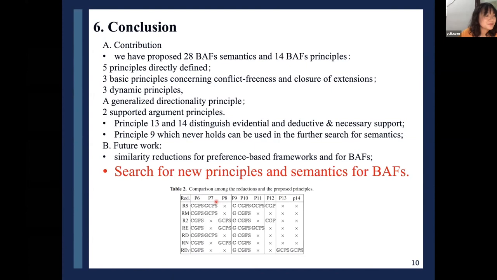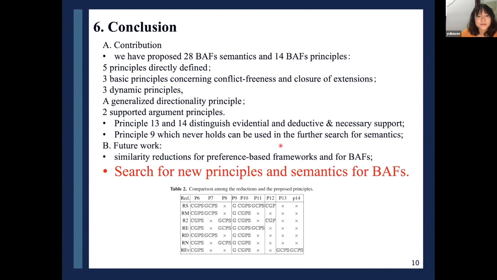Also, this paper contributes to a further understanding of the concept of support using a principle-based analysis. And some of the 14 principles we studied in this paper turned out to discriminate the various reduction-based semantics of BAFs, and they can therefore be used to choose one semantics over another. And some other principles always hold or never hold, and therefore can guide the search for new semantics for BAFs. Like here, principles 13 and 14 distinguish evidential and deductive necessary support, as you can see from the result here. And principle 9, which never holds, can be used in the future search for semantics.